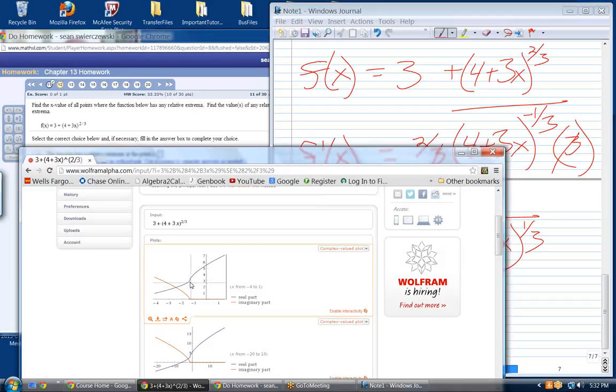But notice that it's not a minimum. Is there a relative minimum in the blue graph? No, there isn't. And in fact, the minimum is negative infinity. If you carry it all the way out, you can get negative infinity.